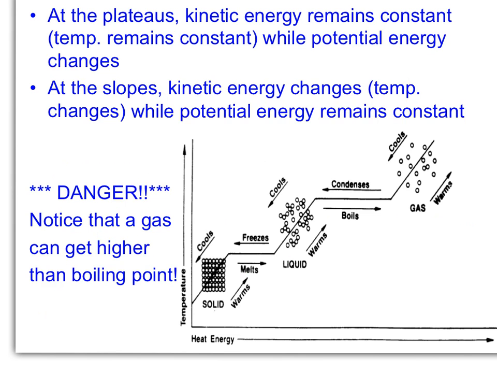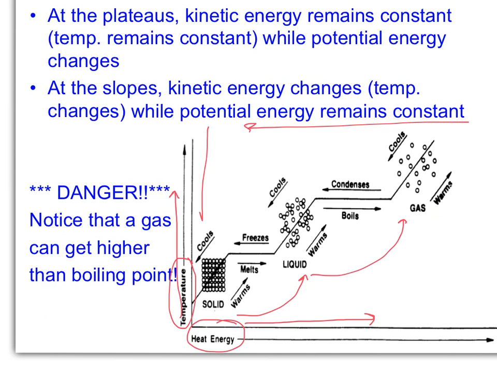This is your first look of a heating curve. Notice the temperature on the y-axis and the heat energy on the x-axis. As I increase heat energy to my substance, that causes the temperature of the substance to increase, and I can get the solid to warm to a liquid, the liquid to warm to a gas. We could also look at this as a cooling curve as well. If I remove heat energy, that would lower the temperature, and that would cause my gas to cool into a liquid, and then even cool more so into a solid.